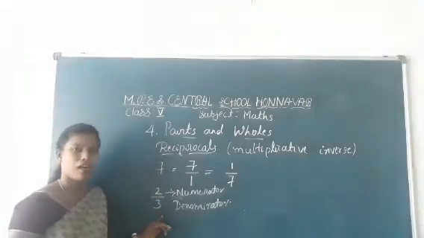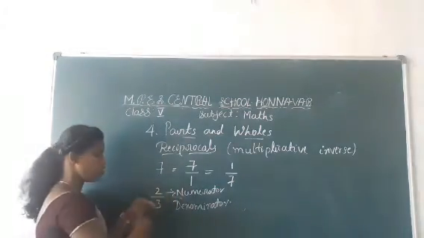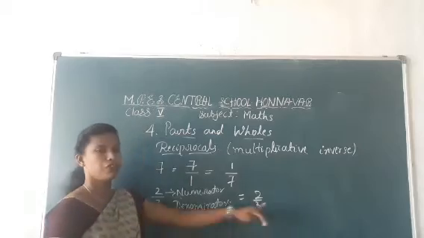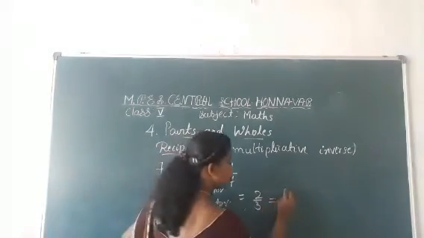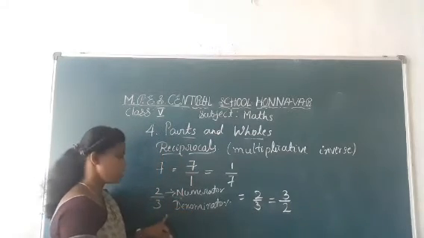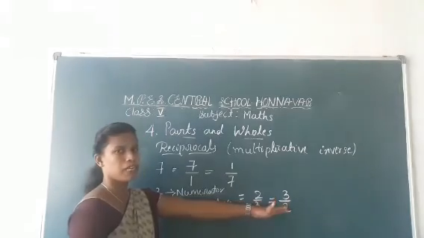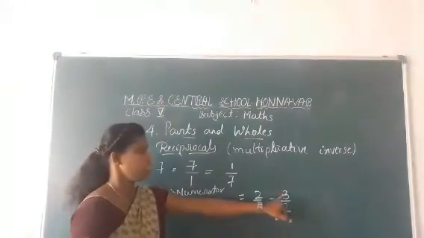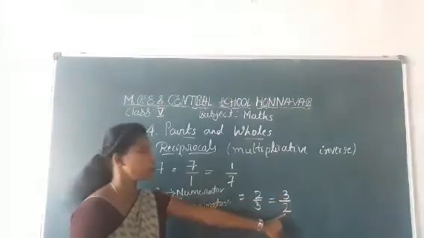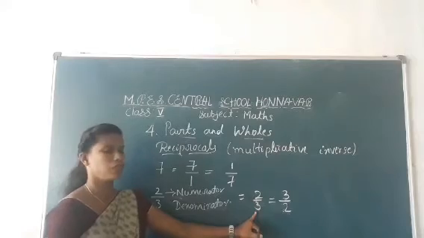Now we write the reciprocal. How do we write it? We reverse it. Here we have 2 by 3. If you write the reciprocal, we write 3 by 2. Means 3 is in the denominator and 2 is in the numerator. We just change the numerator and denominator. So the reciprocal becomes 3 in the numerator and 2 in the denominator. It is the reciprocal of 2 by 3.